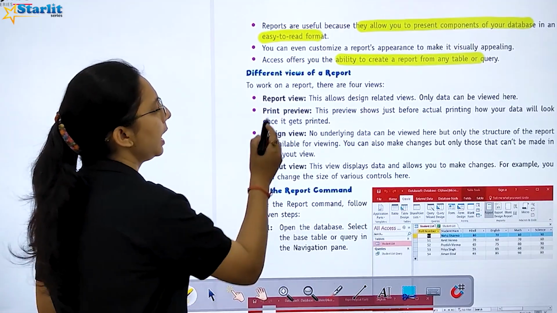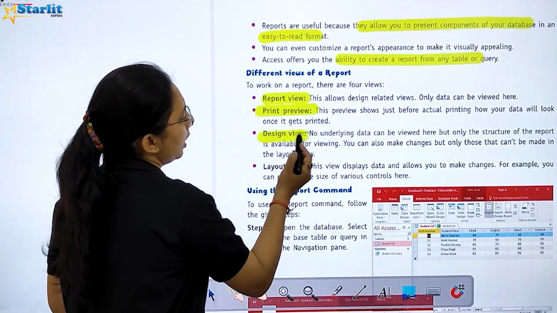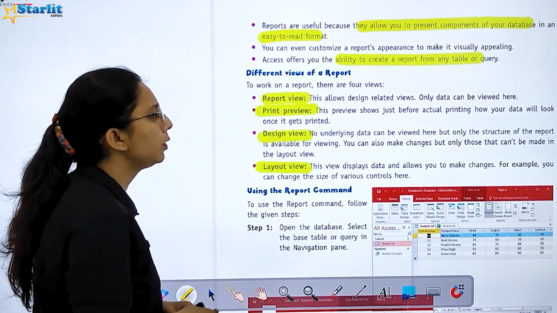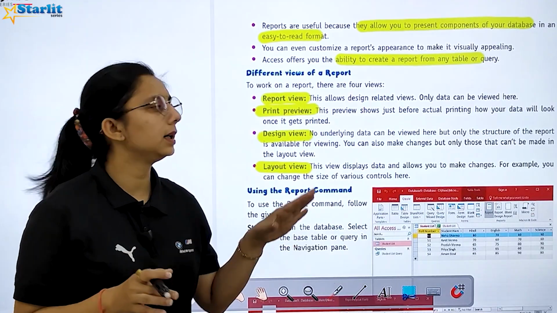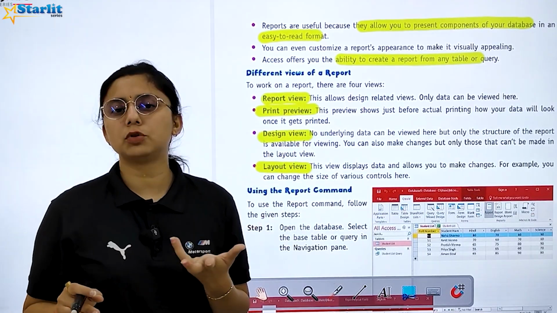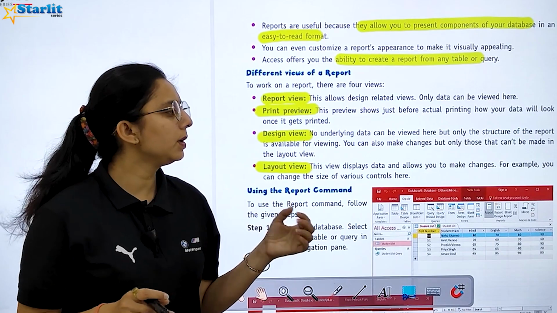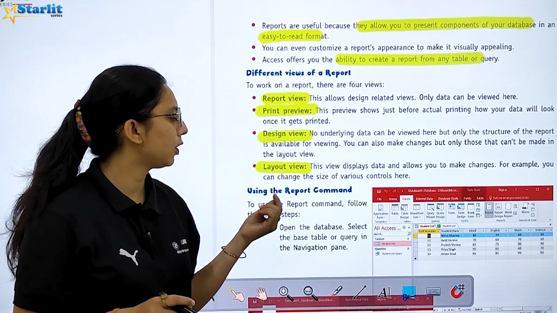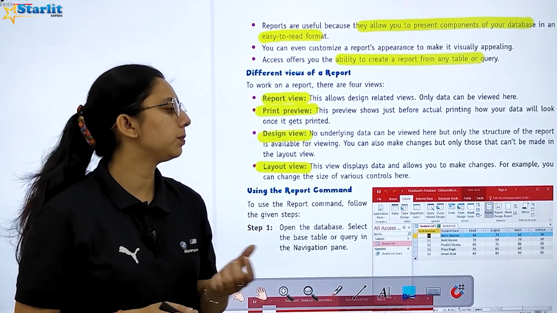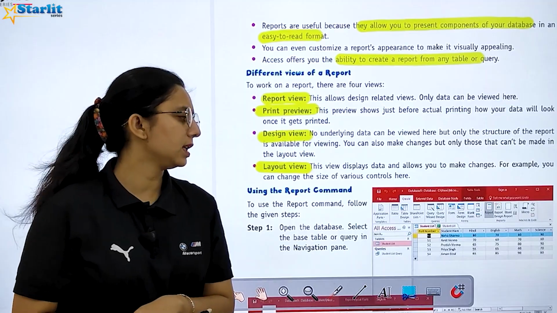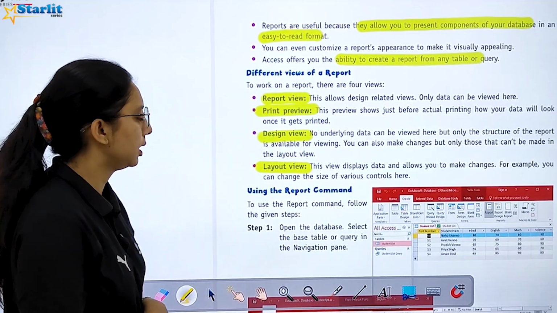Now different views, we have report view, print view, design view, and layout view. तो report view में आपको खाली डाटा दिखाई देगा. Print view में आप उसको actual print करवा सकते हैं. Design view में your structure of the reports is available for viewing. Layout view में this view displays data and allows you to make changes. You can change the size of various controls.